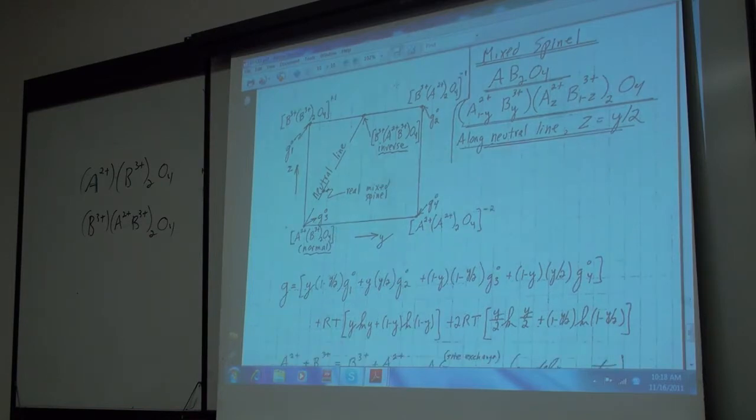Okay, so the Gibbs energy of the mixed spinel then. For simplification, I've called the G naught of this end member G naught 1, this is G naught 3, 4, G naught 2. So it's the product of the site fractions. Z is y over 2. So the G naught 1 is multiplied by y times z.